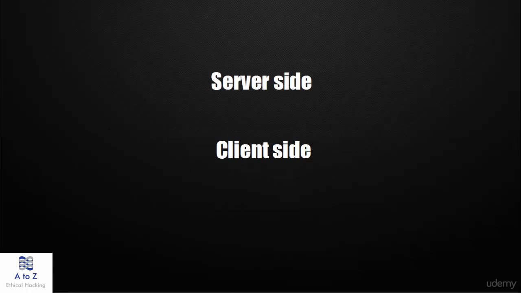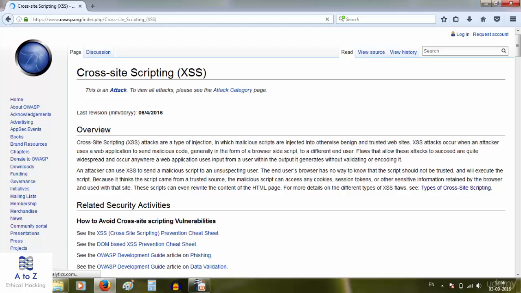Types of cross-site scripting: there are basically two types, server-side and client-side. Server-side is when the untrusted user supplied data is included in an HTML response generated by the server. And client-side is when the untrusted user supplied data is used to update the DOM with an unsafe JavaScript call.